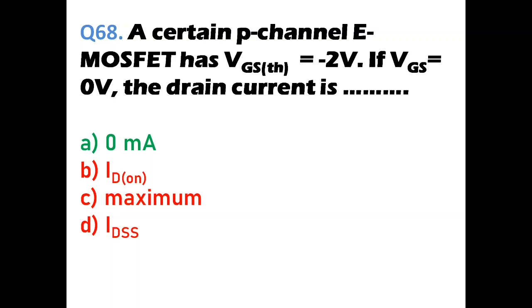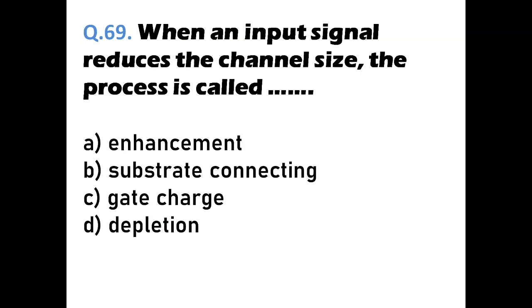Okay. Then we'll go to the next question, question number 69. When an input signal reduces the channel size, the process is called. Okay. Now in MOSFET, when an input signal reduces the channel size, it means it is reducing the drain current. When you are reducing some drain current, that means whatever majority charge carriers you are having, you are depleting them. You are reducing them means you are depleting them. So this process should be called depletion. So here the answer will be option D, depletion.